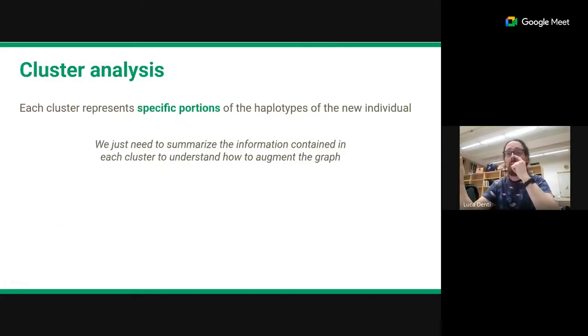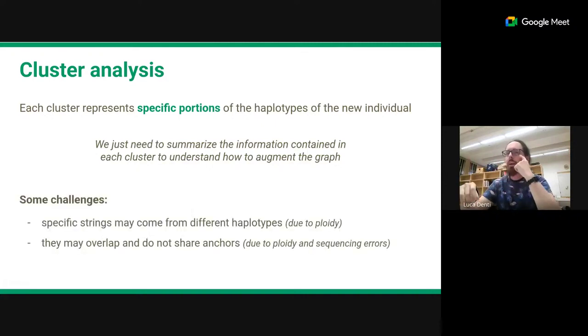Now we have the clusters, and each cluster represents a specific portion of the haplotypes of the new individual, because they are portions of the reads that have been anchored to the same region of the graph. So most likely they should come from the same portion of the haplotype of that new individual. And we are sure that those portions are not in the graph already. What we need now is to summarize the information contained in each cluster to understand how to augment the graph.